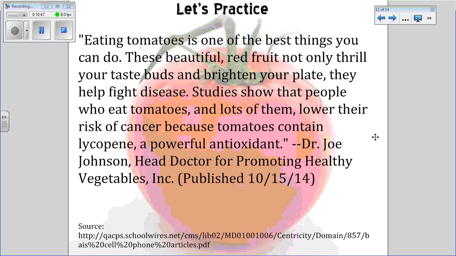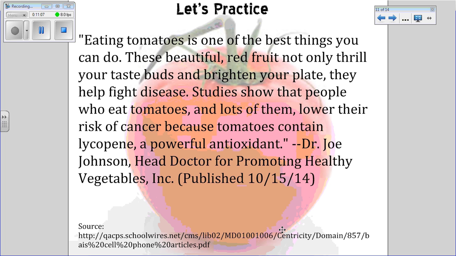All right, is this article biased? Let's think through some of the questions we should ask. First, is it current? The publication date, right here, says that it was published in October of this year, so that would be a yes.